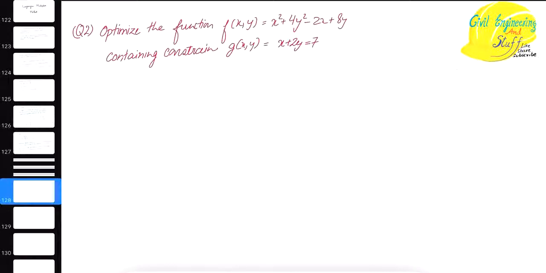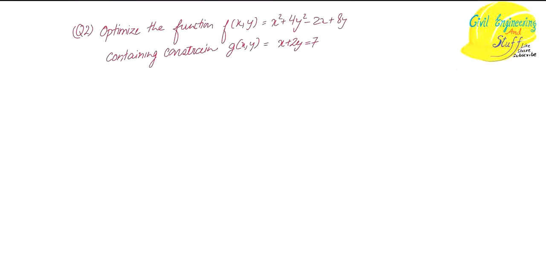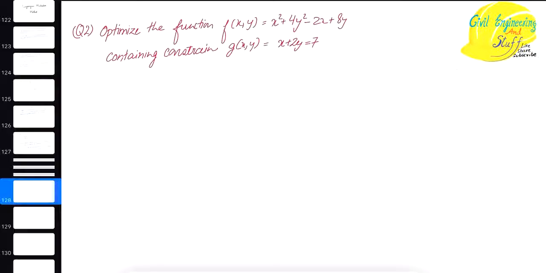The question is that we have to optimize a function f(x,y) equals x square plus 4y square minus 2x plus 8y, and the constraint is that x plus 2y should be equal to 7. So this is the constraint that this function has, and we have to optimize it. Let's solve the equation and optimize the function.